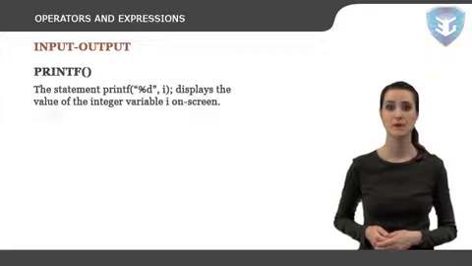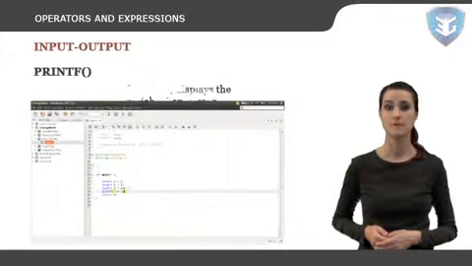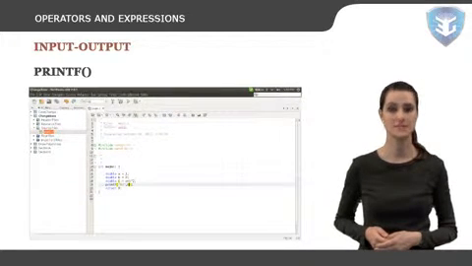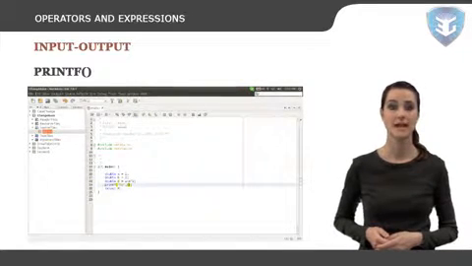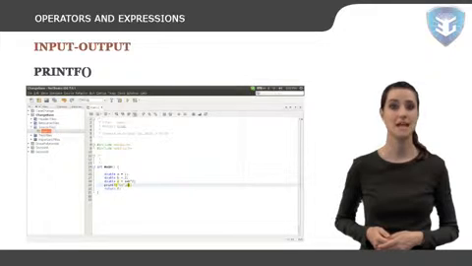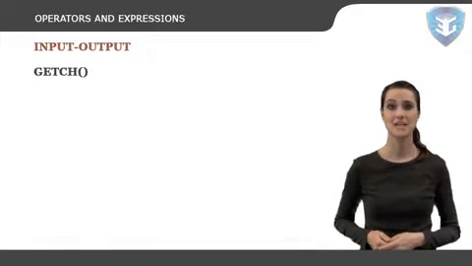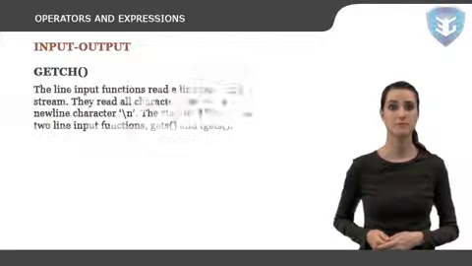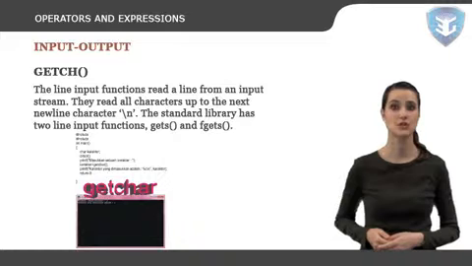The statement printf("%d", i) displays the value of the integer variable i on screen. The format string contains only the format specifier %d, which tells printf to display a single decimal integer. The second argument is the name of the variable whose value is to be displayed. Getch function. The line input functions read a line from an input stream. They read all characters up to the next newline character \n.